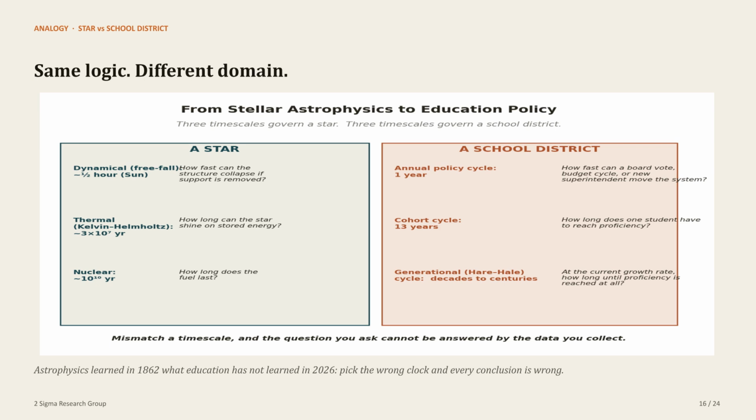The logic of a timescale applies across different domains, from stellar astrophysics to education policy. Both stars and school districts are governed by 3 key timescales: dynamical, thermal, and nuclear for a star, and annual policy, cohort, and generational for a school district.